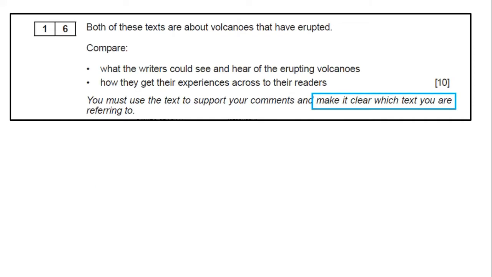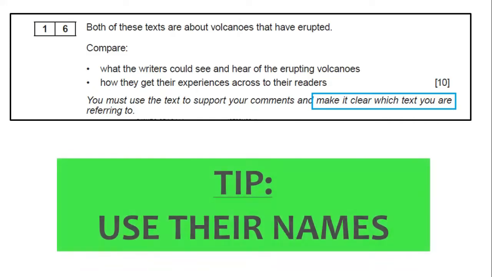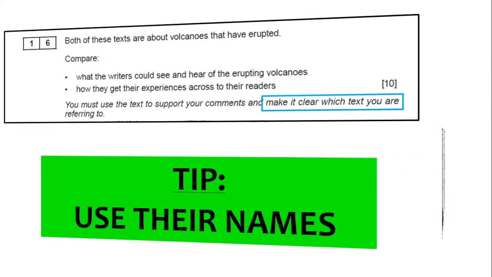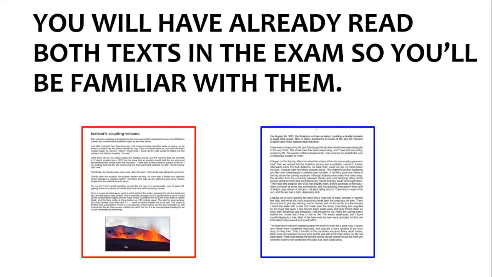So don't just say extract 1 or extract 2. As an examiner myself, if you do not make it clear, you might get a big fat 0. If the examiner doesn't know which text you're talking about, you're not going to do very well. So my tip would be to use their surnames, which will be on the exam paper and which you'll find easy. Remember, you'll have already read both texts in the exam, so you'll be familiar with them. It means you won't have to read both again.